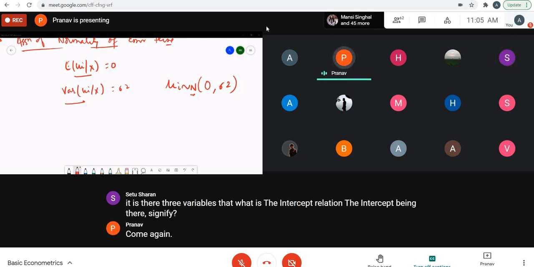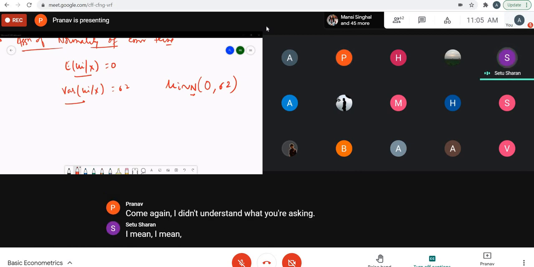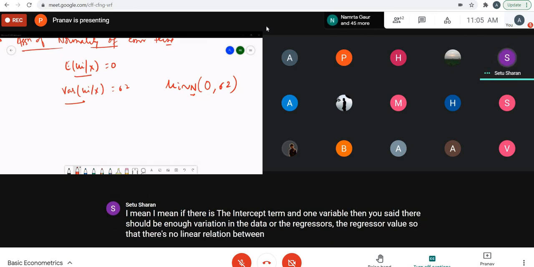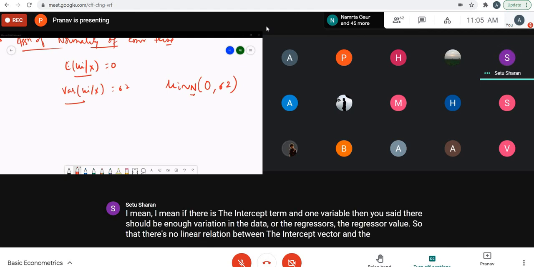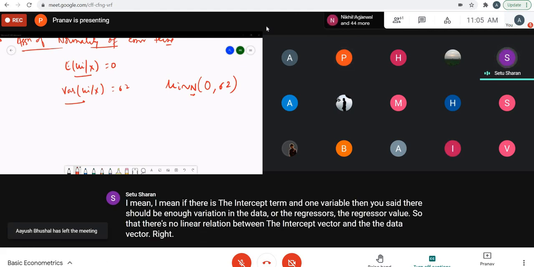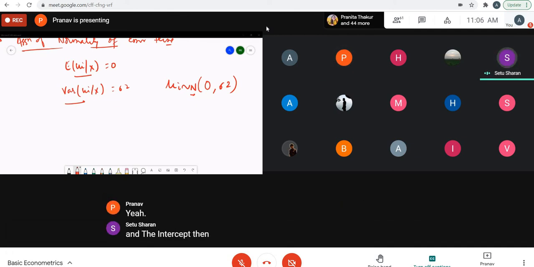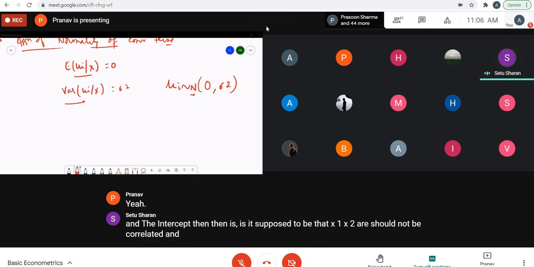Come again? I didn't understand what you're asking. I mean, if there is the intercept term and one variable, then you said there should be enough variation in the data, the regressor value, so that there's no linear relation between the intercept vector and the data vector. Right. So if there are three variables, that means x1 and x2. Yeah. And the intercept, then is it supposed to be that x1 and x2 should not be correlated, and even the intercept vector should not be correlated?